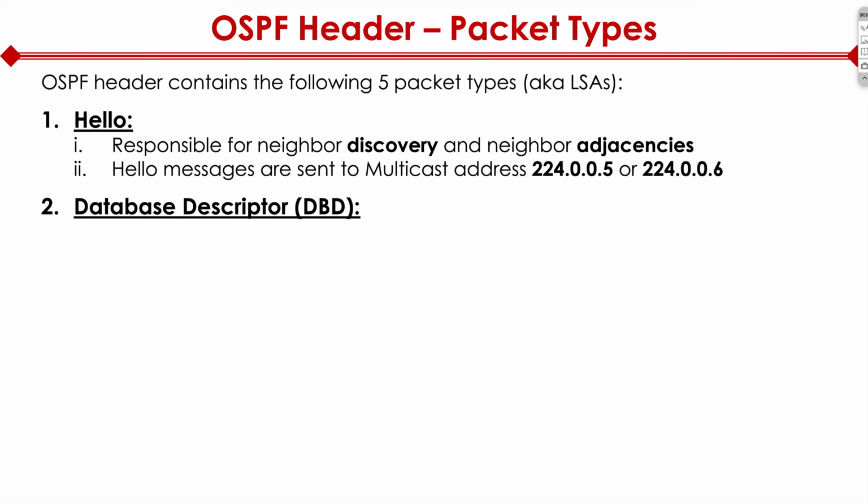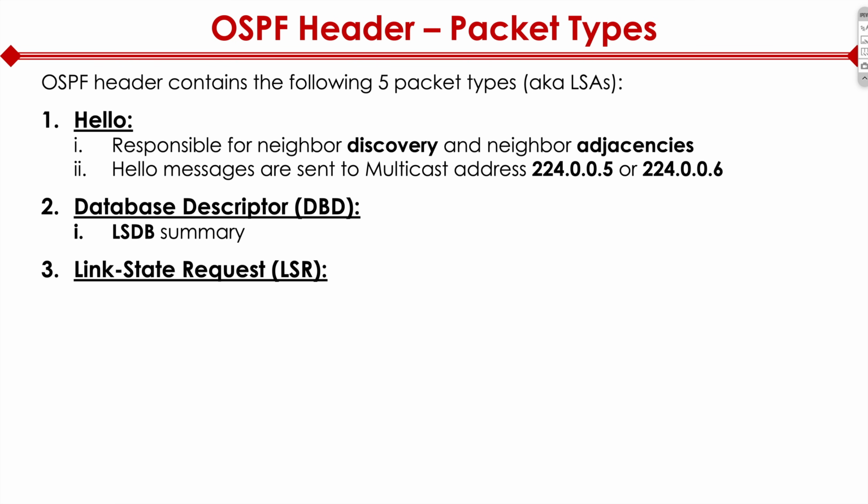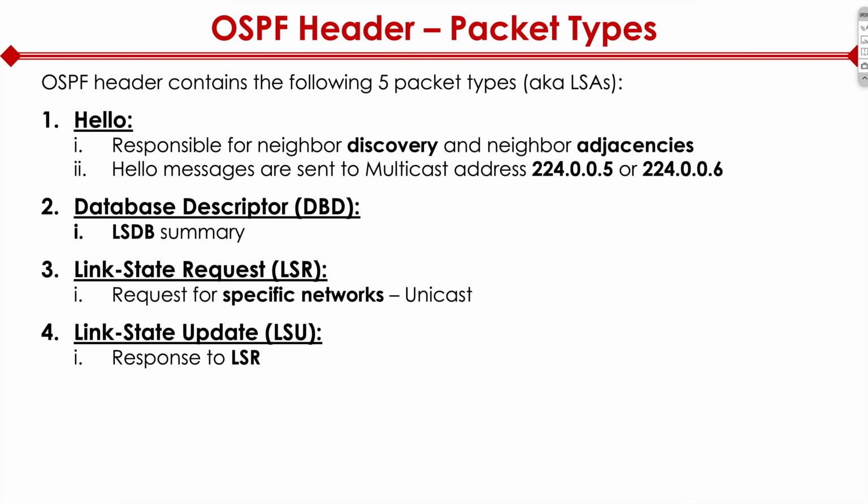The next type of packet that OSPF uses is called database descriptor, or DBD. It's a link state database summary. The third is link state request, or LSR. It's the request for specific networks, and it's a unicast. LSU is a response to an LSR, and it contains multiple LSAs within it. So you can think of an LSU as like a bucket, and within that bucket, you've got a whole bunch of LSAs.